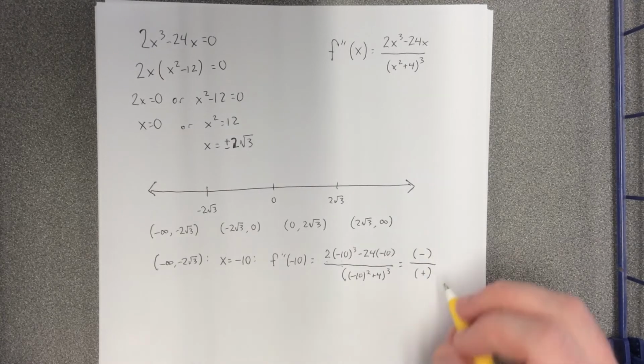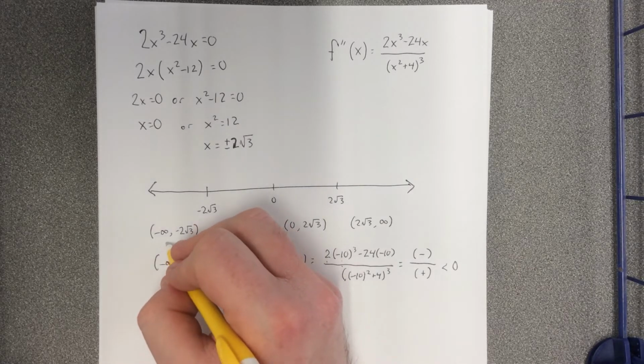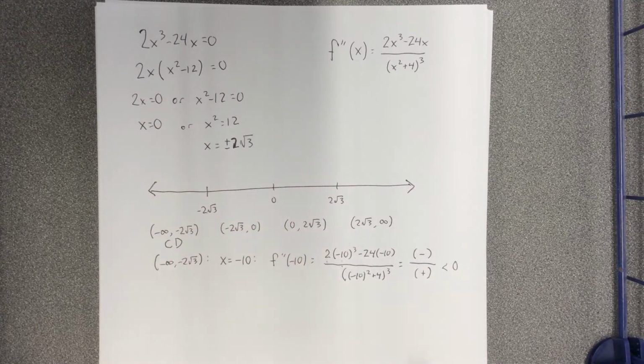Negative up top, positive on the bottom lets me know that this interval we get a negative value. As a result, we are able to conclude on this interval that the function is concave down. We'll use CD for concave down.